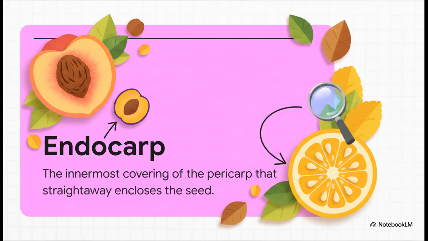Finally, we reach the innermost covering, the endocarp. Endo simply means inside. This layer straight away encloses the seed, and what's truly fascinating here is how drastically the endocarp changes depending on the fruit you're looking at. In stone fruits, think peaches, plums, and apricots, the endocarp is incredibly thick and hard. It literally forms the stone or pit protecting the seed. But in citrus fruits, it's completely different. The endocarp is actually the part we consume. It is fractioned into those little segments tightly packed with juice vesicles.